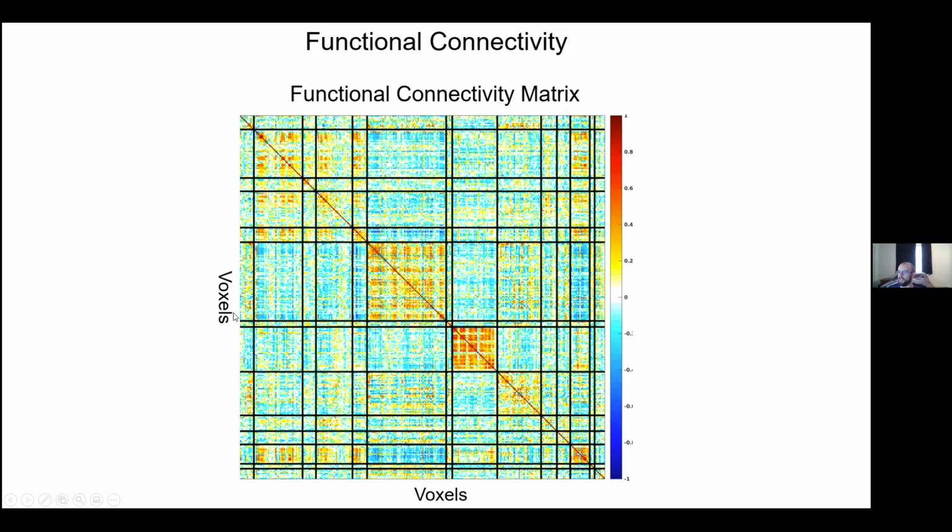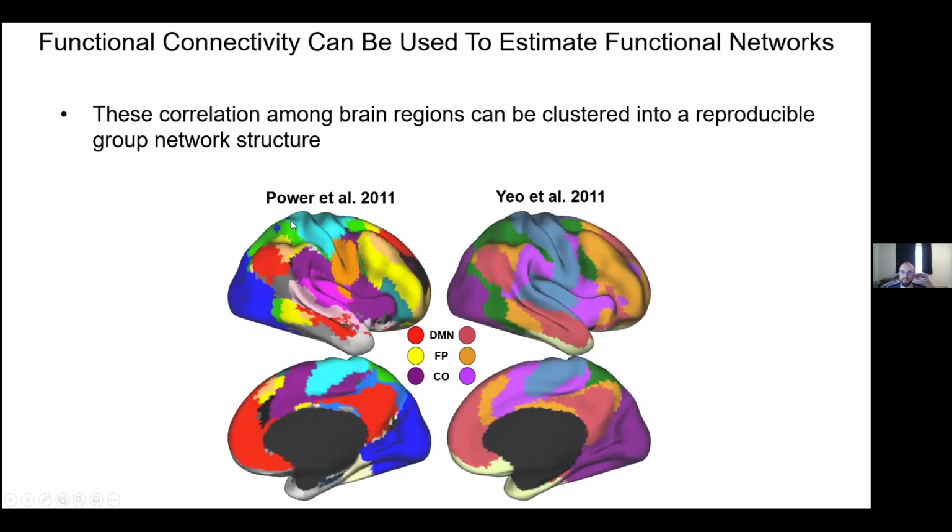Another way of representing this functional connectivity is through a functional connectivity matrix, where, for instance, you could have either voxels or ROIs, and you could correlate the time series of these voxels or regions of interest to each other. By doing that, you could represent how every single voxel or region of interest in the brain is correlated to every other region of interest or voxel. And using this type of representation of functional connectivity, you can also estimate what we call functional networks. These correlations among brain regions can be clustered into a reproducible group network structure.